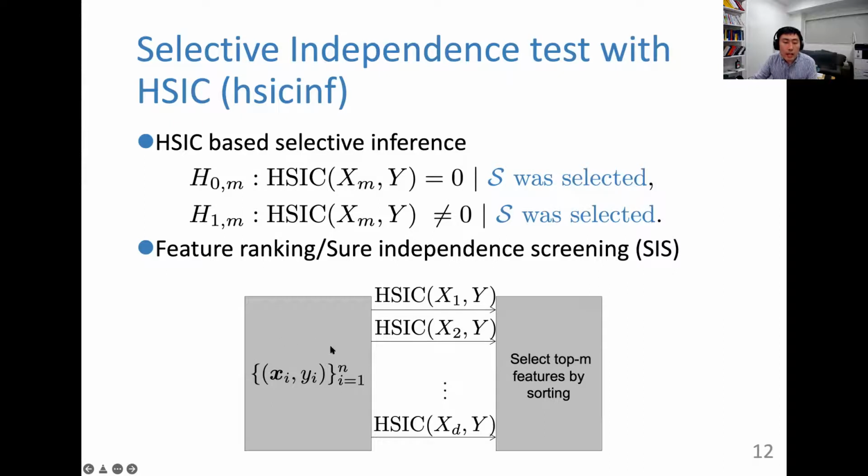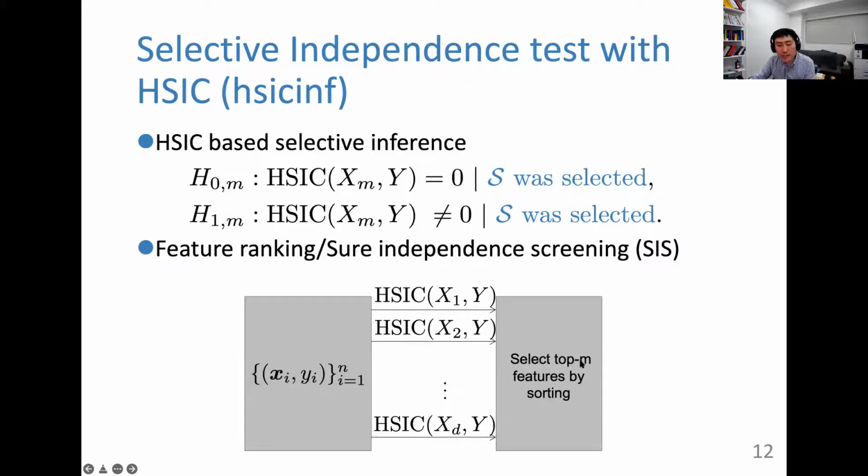We have data sets here, and this is a d-dimensional vector. So for each dimension, we compute the HSIC values, 1, 2, up to D. So we compute D HSIC values, and then we select the top M features by sorting.